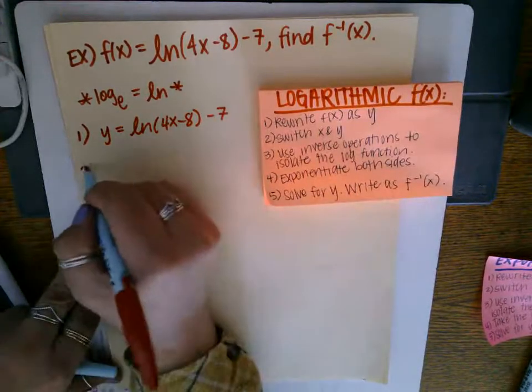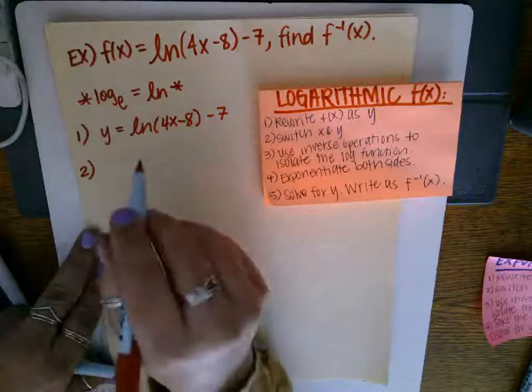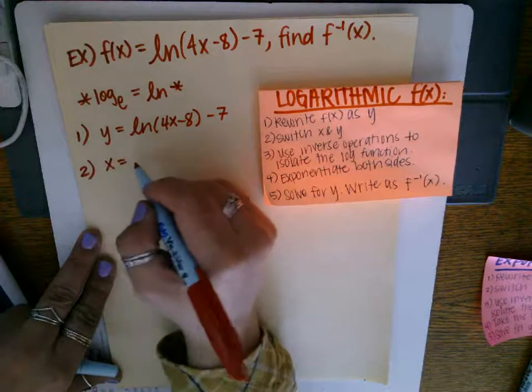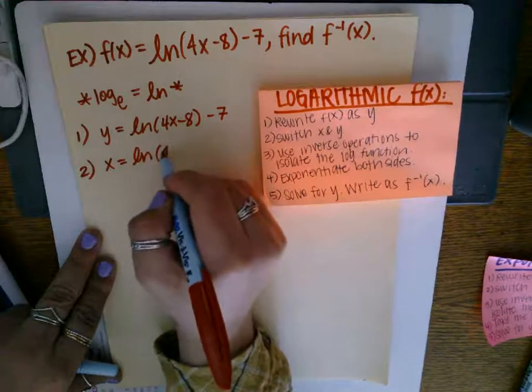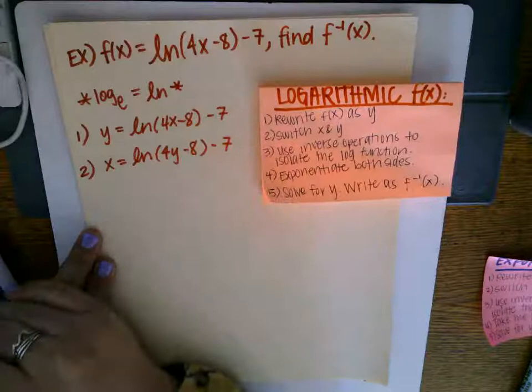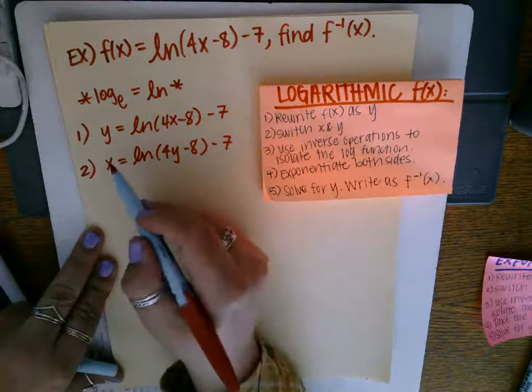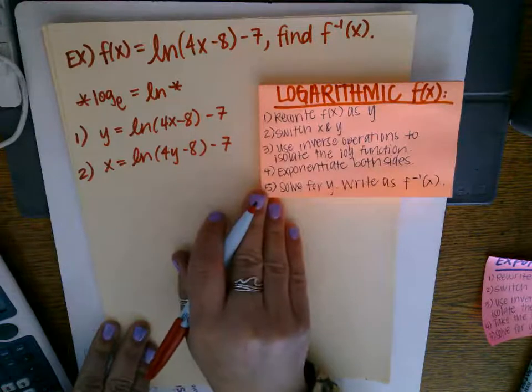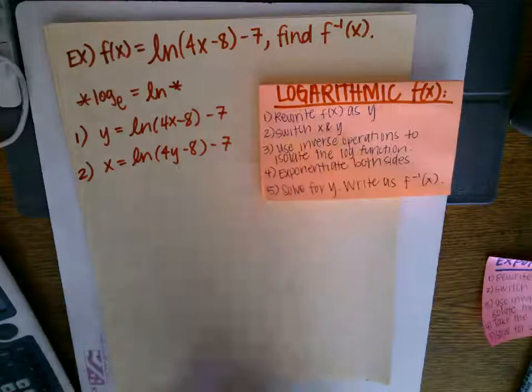Step 2 says to swap our variables, because remember, domain and range switch, x and y switch, it's reflected across the line y equals x. Everything remained the same, just the letters x and y swapped. Step 3 says use inverse operations to isolate the log.